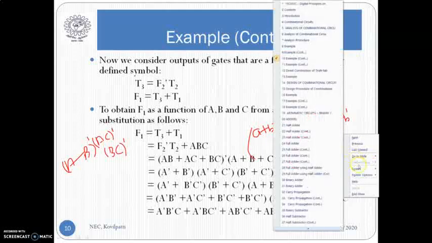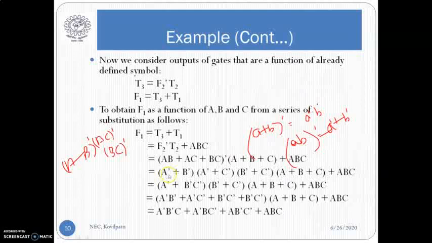Now we consider A dash plus B dash into A dash plus C dash. Through the associative law, if we replace it, it becomes A dash plus B dash C dash, and into B dash plus C dash into A plus B plus C plus ABC. Multiplying these, we get A dash B dash, A dash C dash, and B dash C dash into B dash becomes B dash C dash, because B into B is equal to B. Also B dash into C dash gives B dash C dash, so B dash C dash plus B dash C dash becomes B dash C dash, one time one will be cancelled.